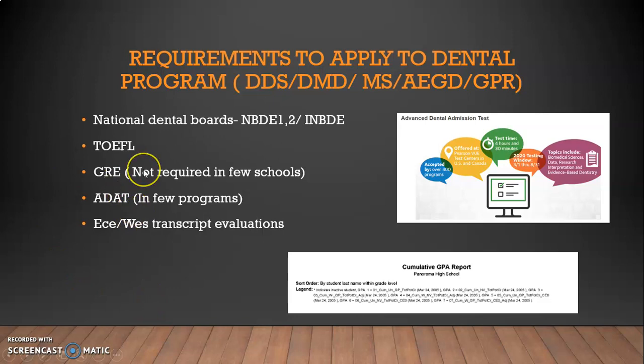Third main requirement, GRE. Again, it's not a main requirement, it's not mandatory that you have to give GRE, but GRE does put you in a very good position when you're applying to a dental school. So if you have a GRE, similarly, if you have ADAT, these two exams, certain schools say it's not mandatory, and it is not mandatory. Not every student who's gone into dental school has these two exams on their resume.